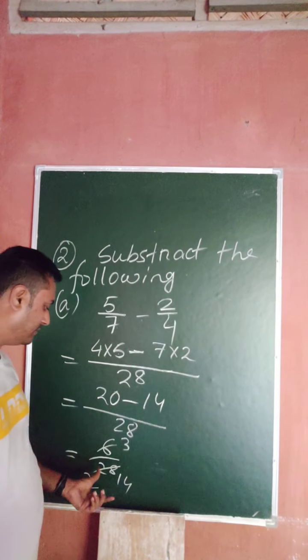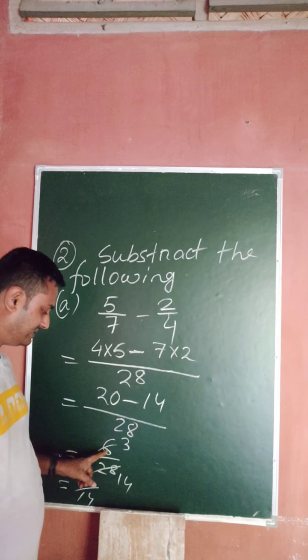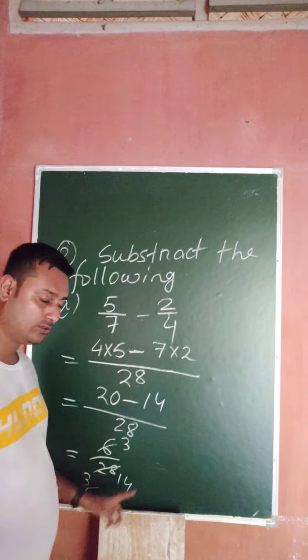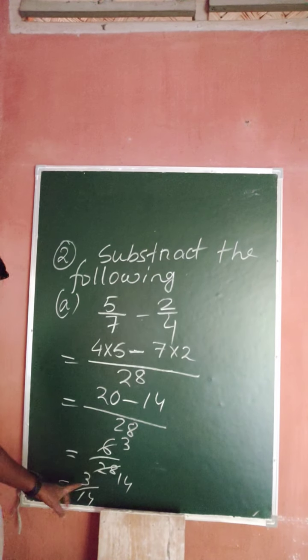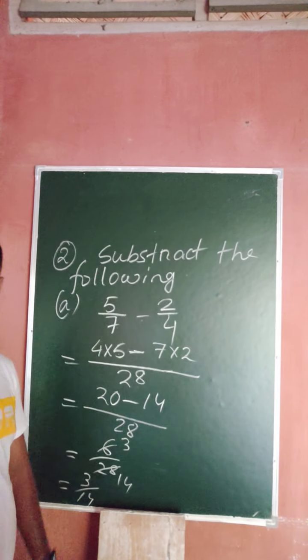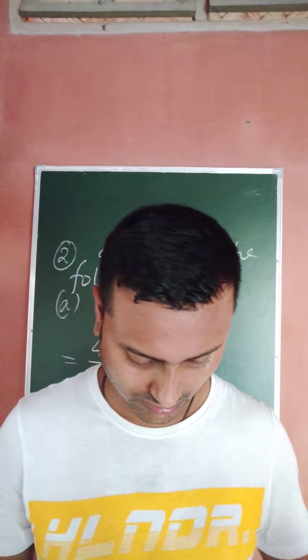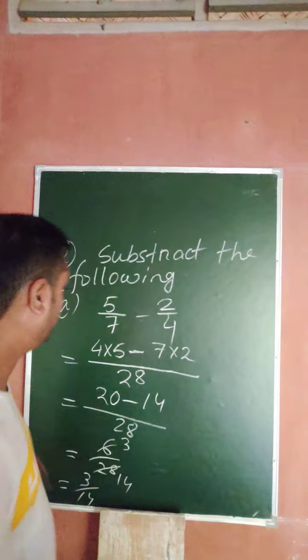So you can divide by 2. Dividing 6 by 2 you will get 3, and dividing 28 by 2 you will get 14. That means the final answer is 3 by 14. Okay, so now come to the second question, question number B.